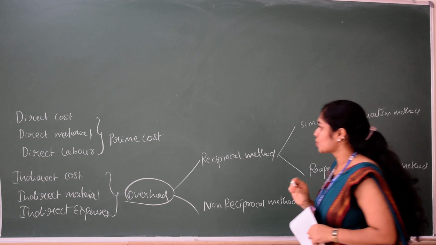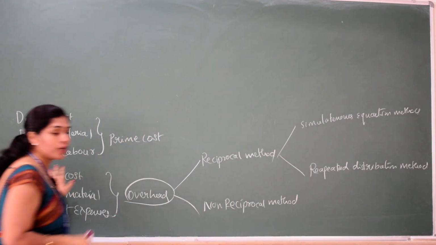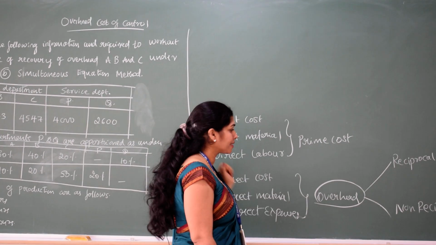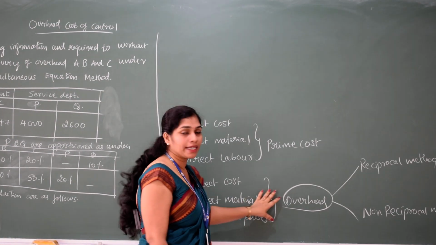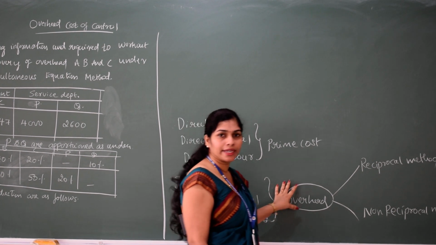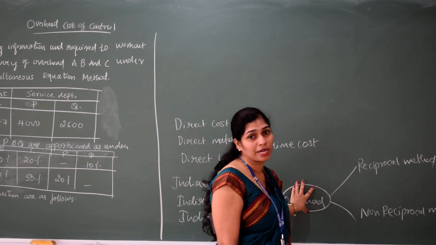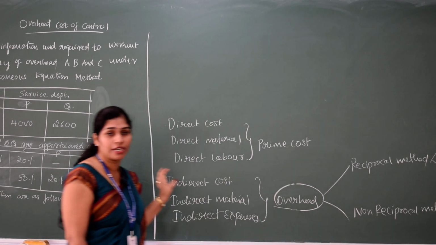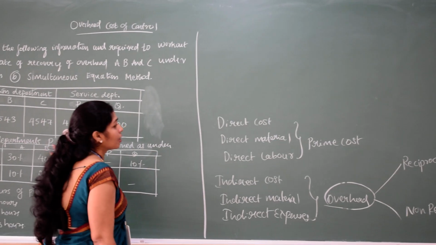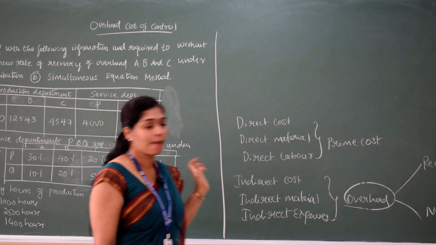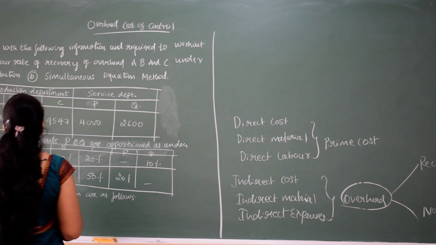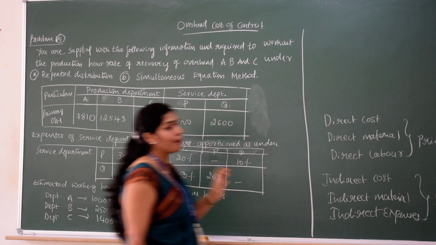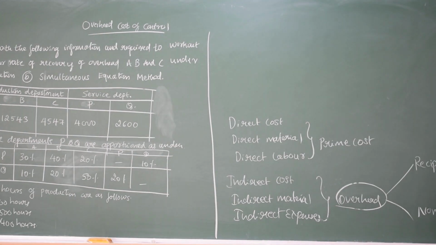Is it clear? Dear students, I already uploaded some videos about direct cost, direct materials, direct labor and the indirect expenses. First we have to watch these videos, then we can clarify the reciprocal distribution method. Today I am going to explain the simultaneous equation method and the repeated distribution method.